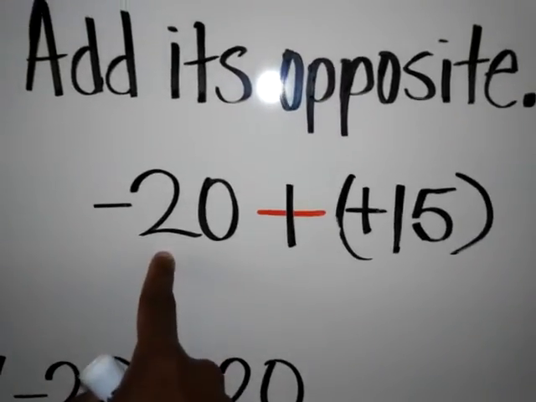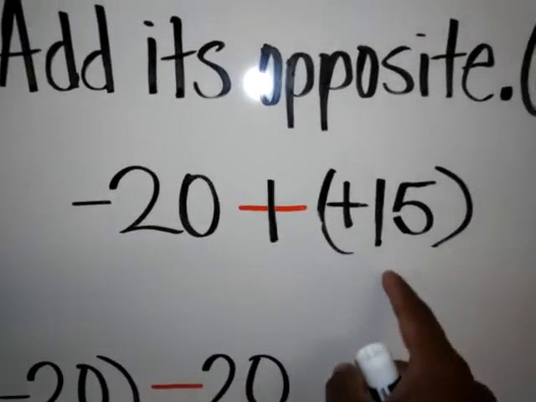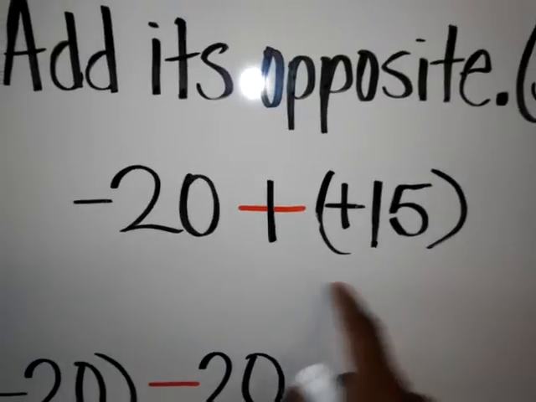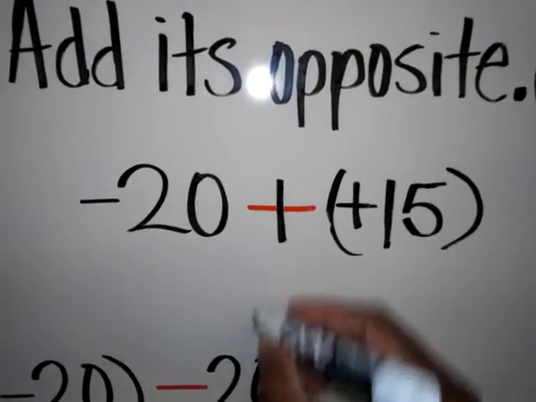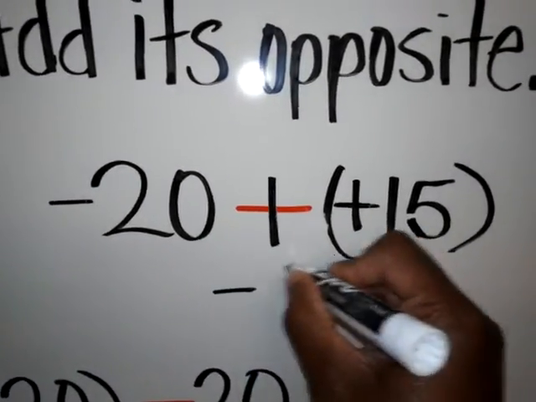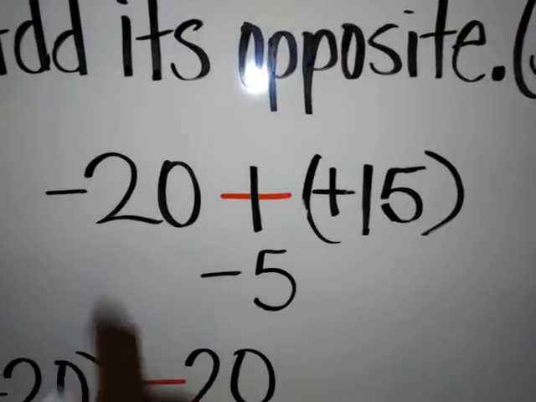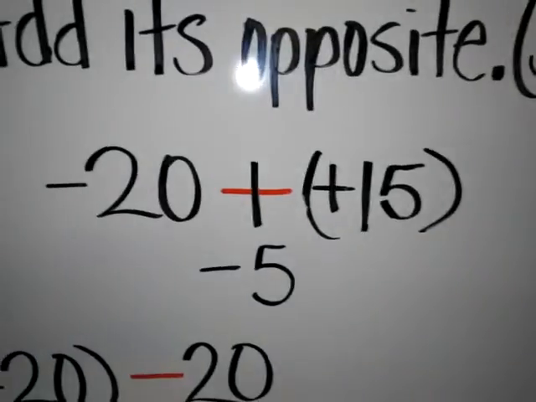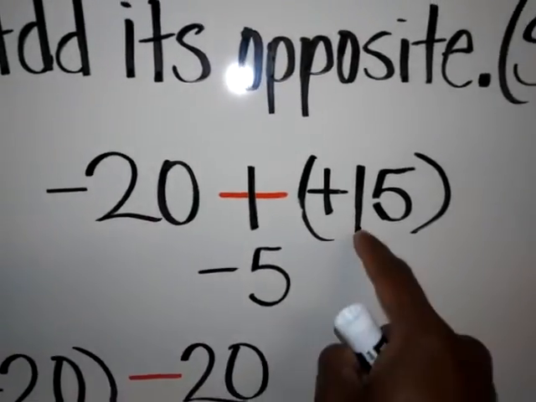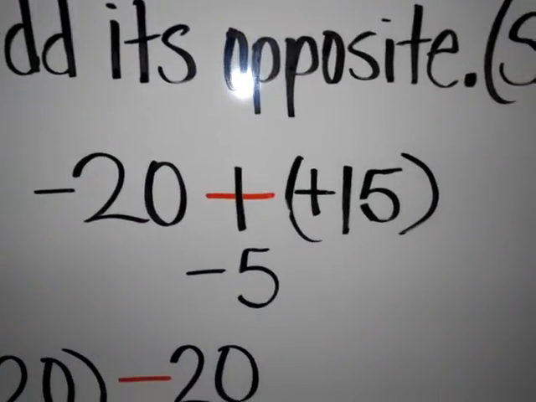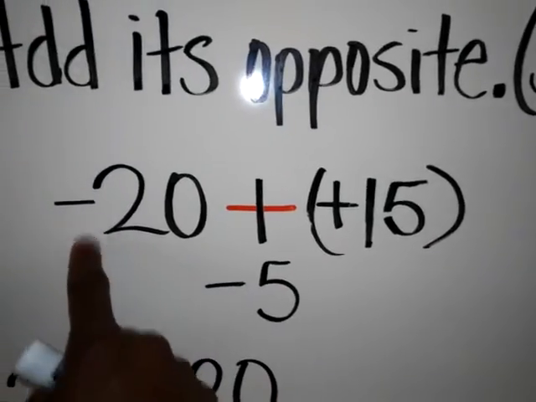You borrowed $20 from someone. You gave them $15. You still haven't paid off your total debt. You still owe them $5. Again, applying the rule. Negative 20, positive 15. They have opposite signs. You subtract and you keep the sign of the greater value.